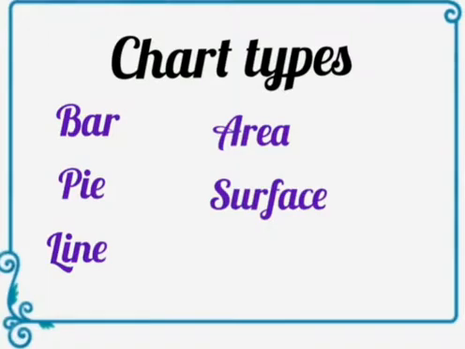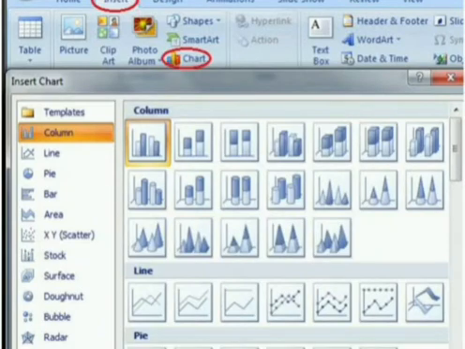Inserting Chart. Insert chart option helps to illustrate and compare data in a presentation. Chart types available in PowerPoint are bar, pie, line, area and surface. Steps to insert chart in a slide. First, select chart in the illustrations group on the Insert tab. Then, Insert Chart dialog box will appear. Select a chart type and click on OK button.